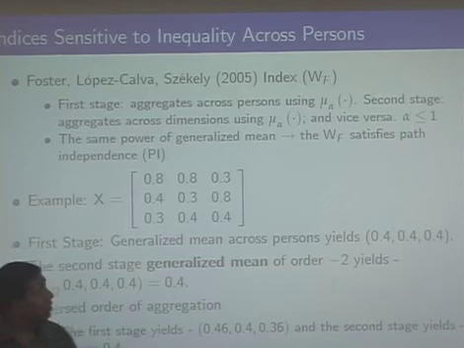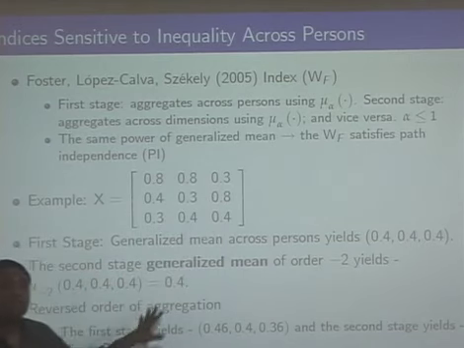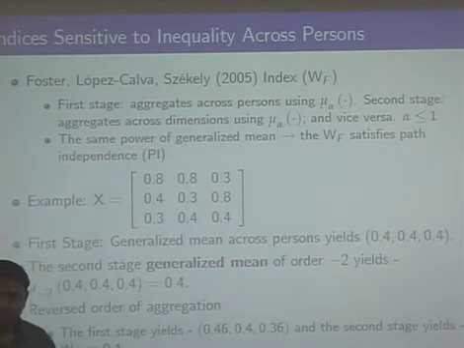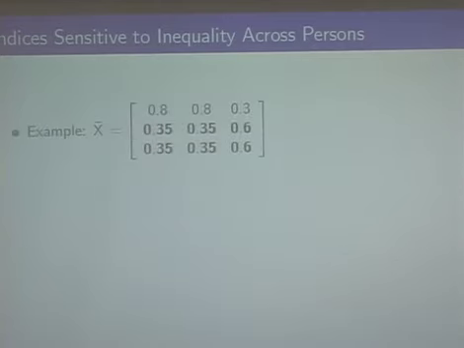As they are path independent, you can directly calculate mu alpha from this matrix. You don't even have to go through two stages. So the order of aggregation does not matter.